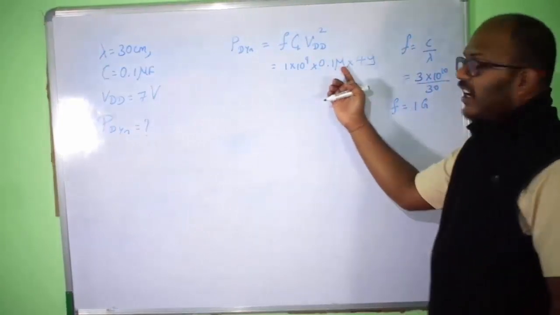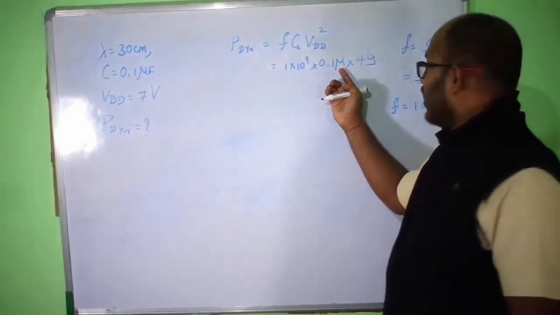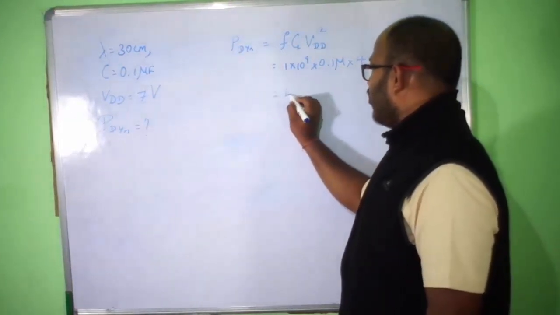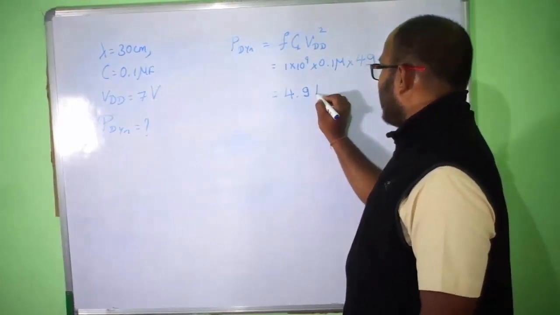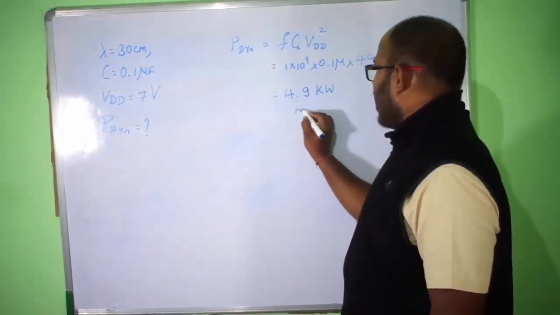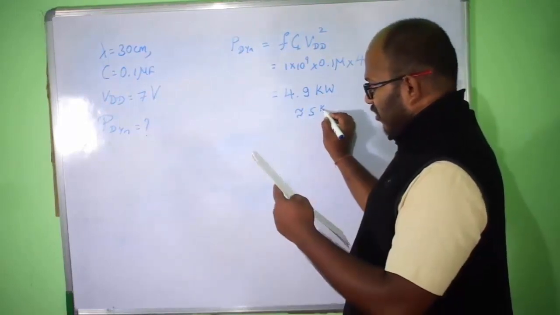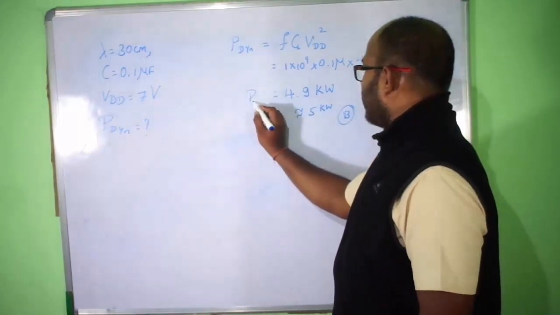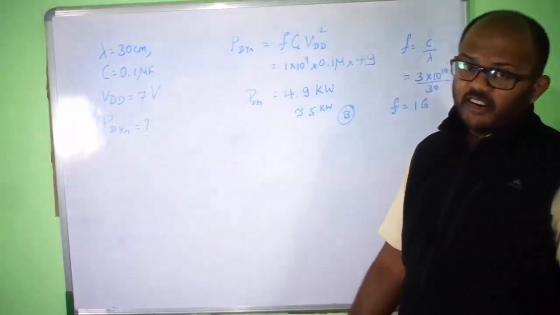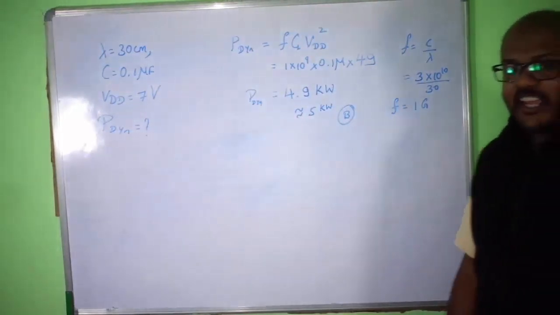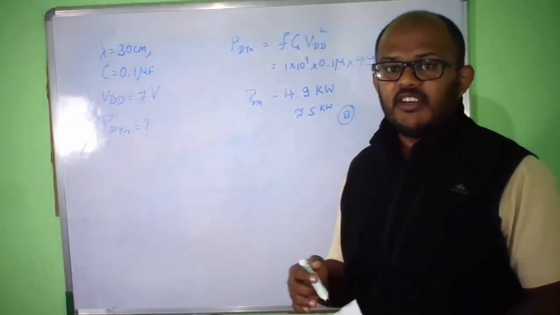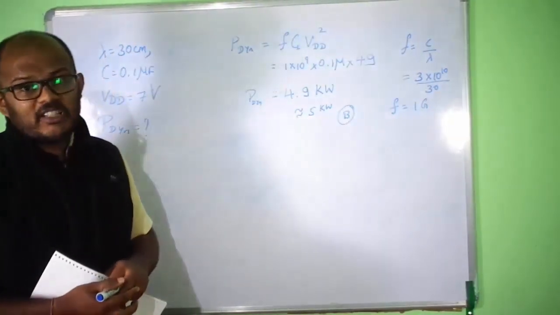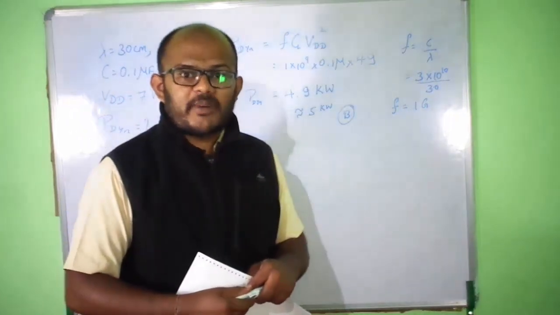So it is 10 power 9 into 10 power minus 6, which is 10 power 3, and the decimal point shifts in 49, so I get 4.9 kilowatt, which is approximately 5 kilowatt. That is option B. So I got dynamic power equal to 4.9 kilowatt, and rounding off I get 5 kilowatt, option B. This is how we calculate dynamic power dissipation. If they talk about static power dissipation, straight away you have to say it is approximately equal to 0.